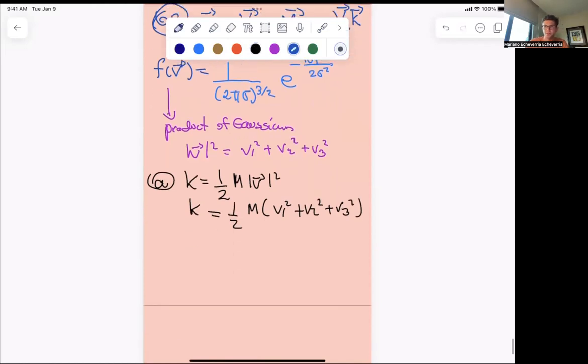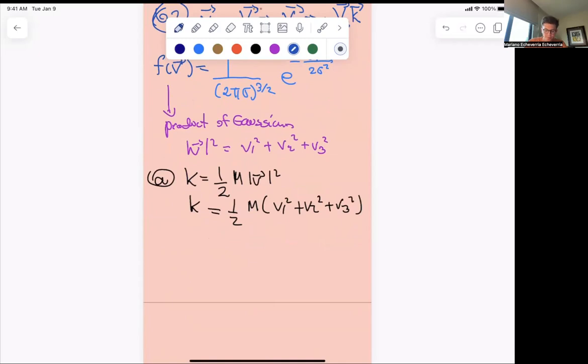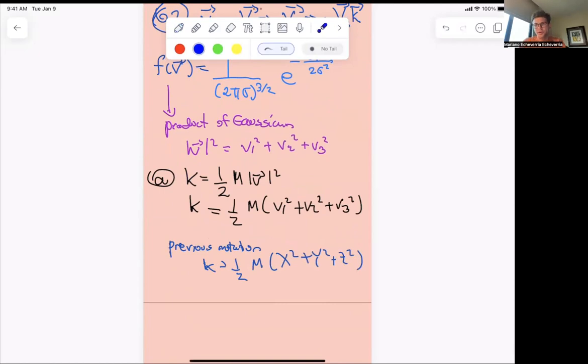It is similar to what we have been writing so far. In the previous notation, we would have written something like K equals 1/2 m of x squared plus y squared plus z squared. It really works the same way. It's just that in this case, it's more natural to think of them as velocity variables, so that's why we still call them v1, v2, v3. There are a couple of ways to find the expected value of the kinetic energy, but the easiest way to do it is with the LOTUS rule, the law of the unconscious statistician.